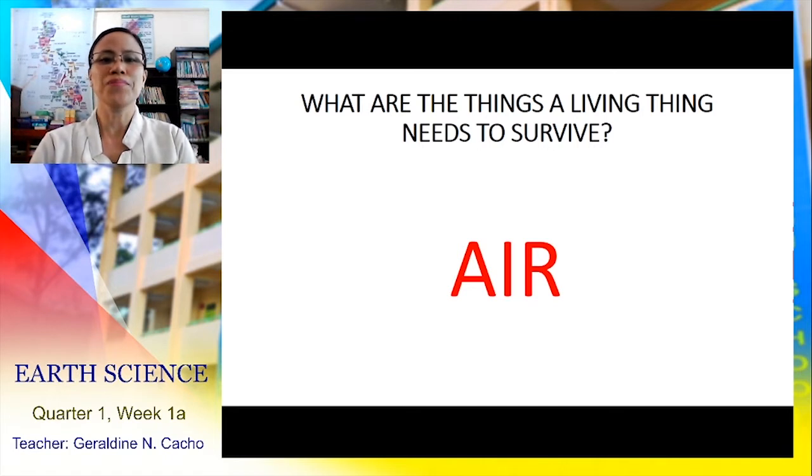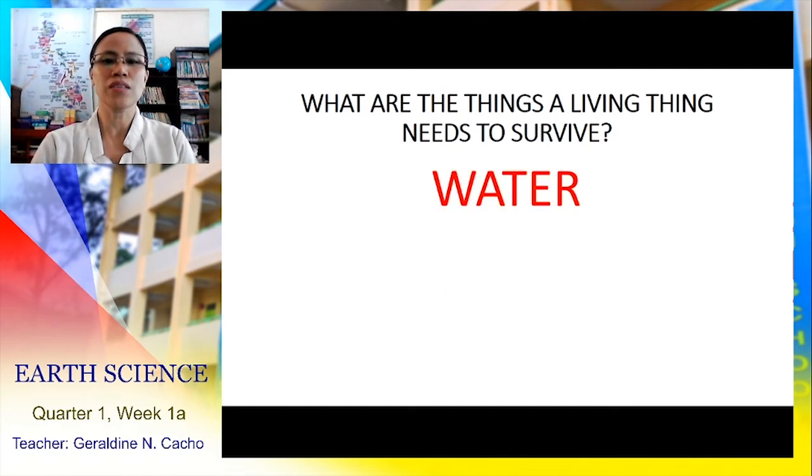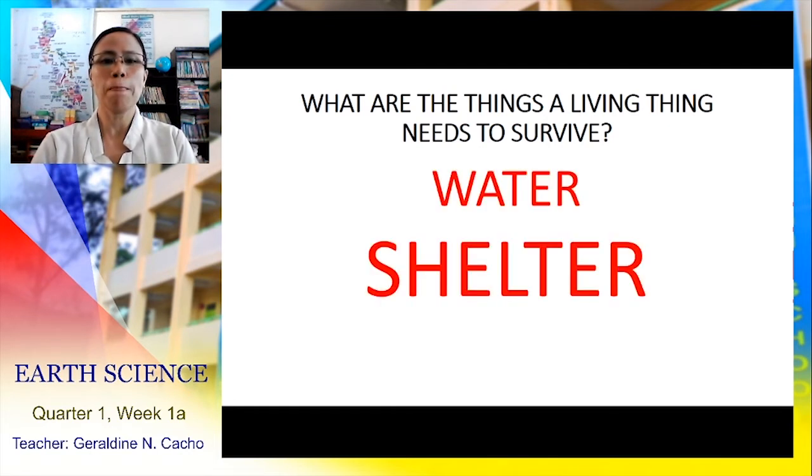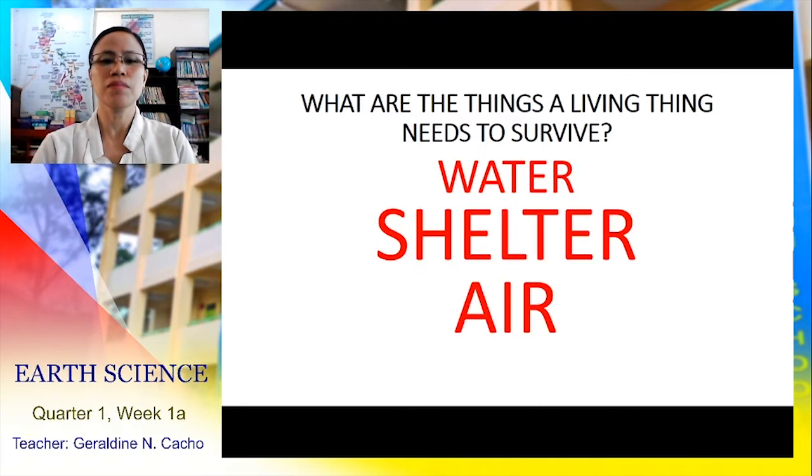Good job. So there are things a living thing needs to survive, just like water, shelter, and air. Think about these things. Do you see them here on Earth? Is our planet able to provide these things that we need? Let us see in our lesson.